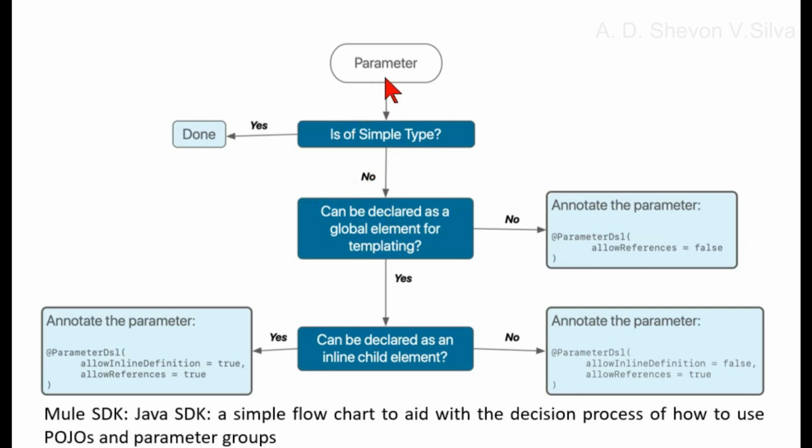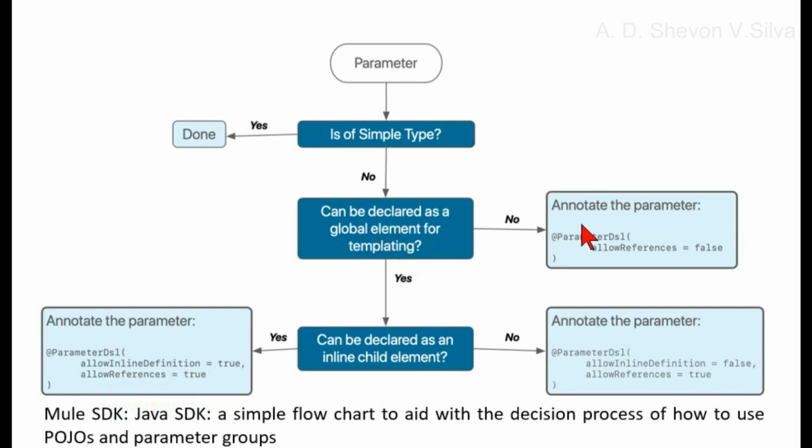Here the parameter is connected to is a simple type. If it is yes, then done. If it is not a simple type, then it's connected to can be declared as a global element for templating. If it is yes, it's connected to can be declared as an inline child element. If it is yes, it's connected to annotate the parameter at parameter is and allow inline definition equal true and allow references equal true. Here the parameter as a global element for templating.